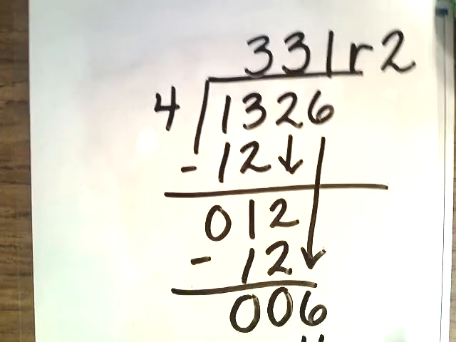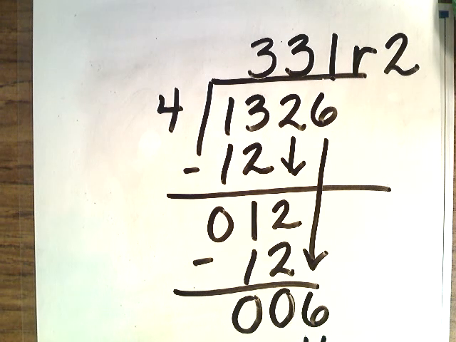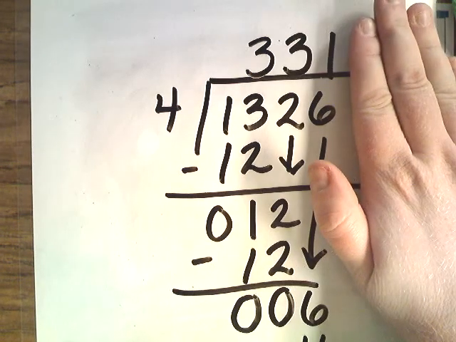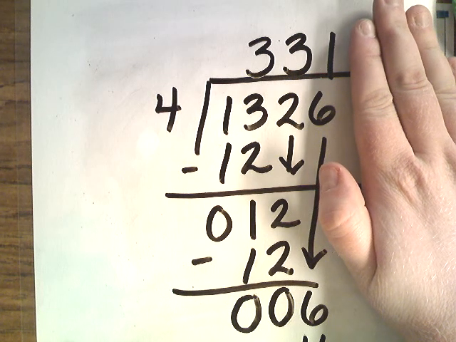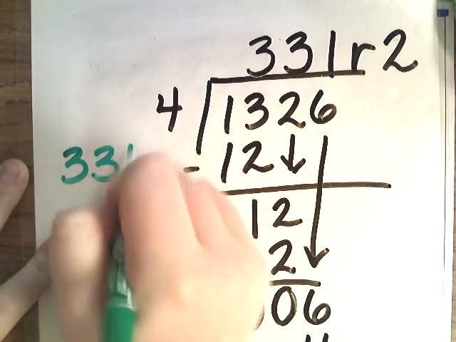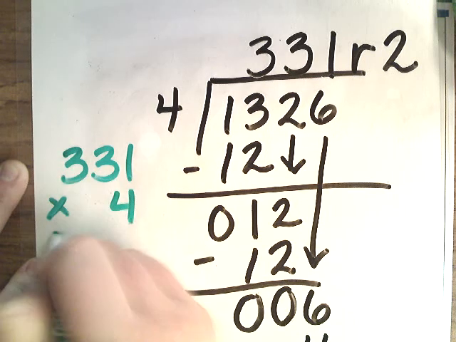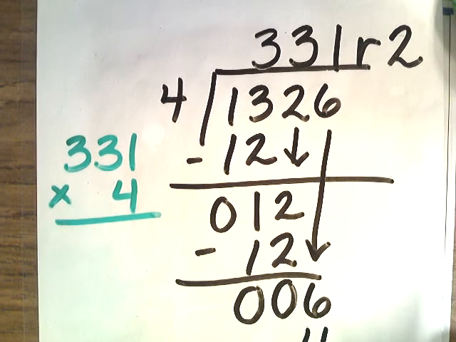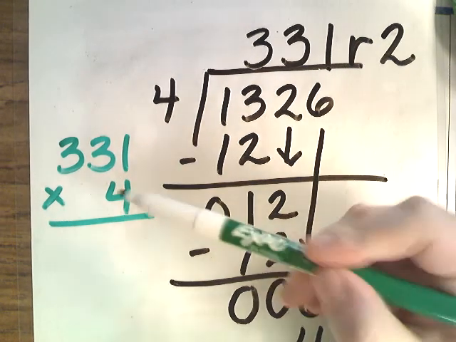Now we're going to do our nifty little checking strategy to make sure we have the right answer, okay? So we're going to ignore that remainder for just a minute. We're going to take a look at that big number. We have 331. We're going to multiply it by 4. So let's do that. 331 times 4. And I have to stack them. I cannot do that in my head, okay?